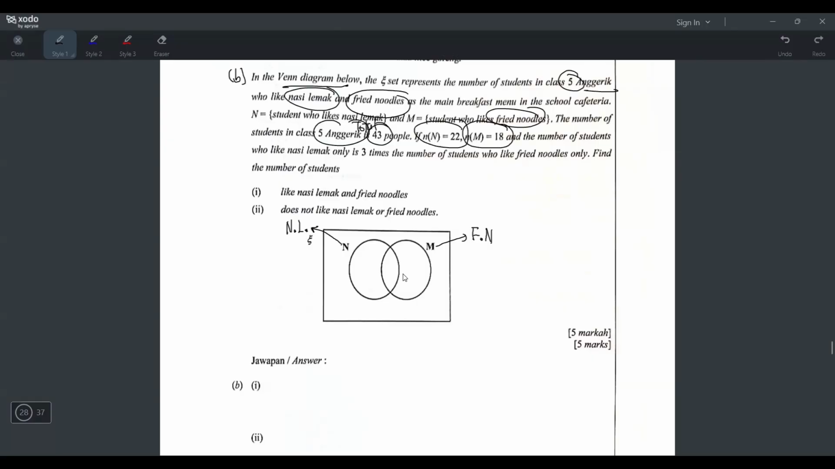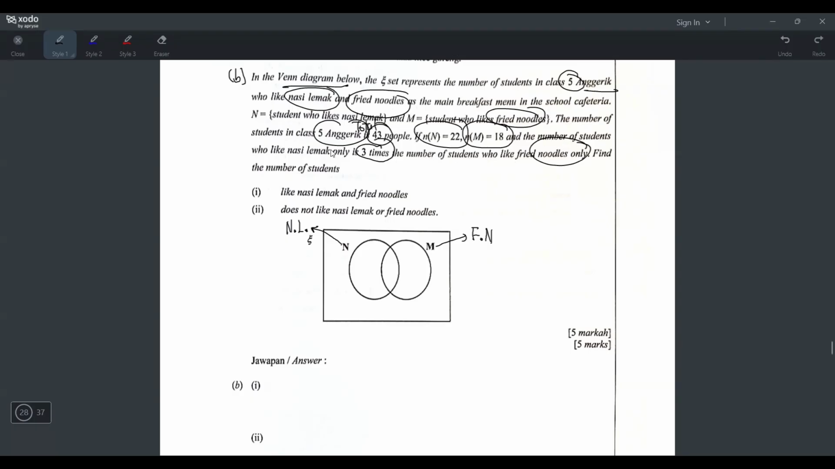The 18 is actually this region plus this region. So we can't write the 18 for now. Let's keep reading. The number of students who like nasi lemak only is 3 times the number of students who like fried noodles only. So this information is very important.